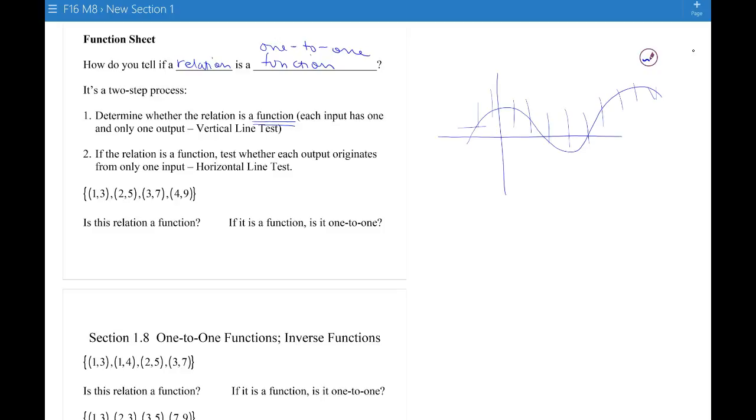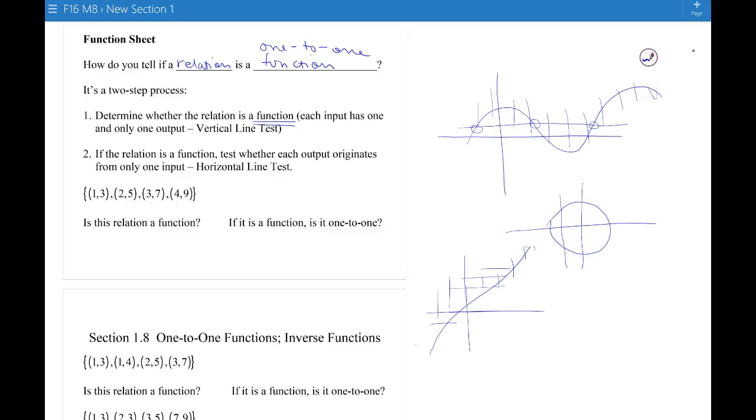But this is not a one-to-one function because when I make a horizontal line here, I run into the graph multiple times. So a circle is a graph and it has an equation that defines it, but it is not a function. It doesn't pass the vertical line test. So you don't even have to use the horizontal line test because you can't be a one-to-one function if you're not even a function. So let's look at a graph that is a function because every vertical line hits it only once, and it is one-to-one because every horizontal line hits it only once.